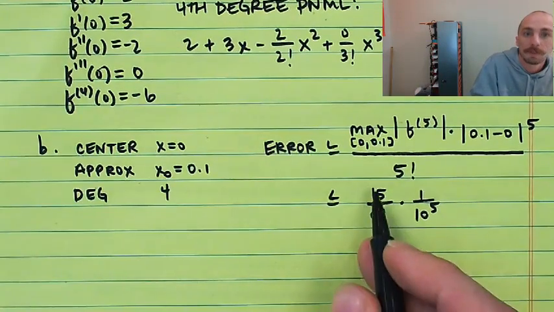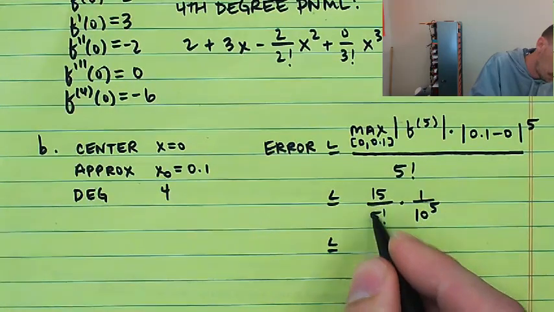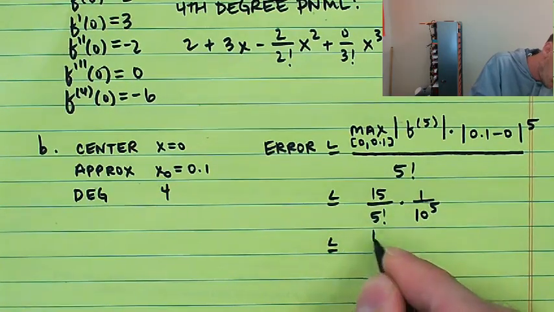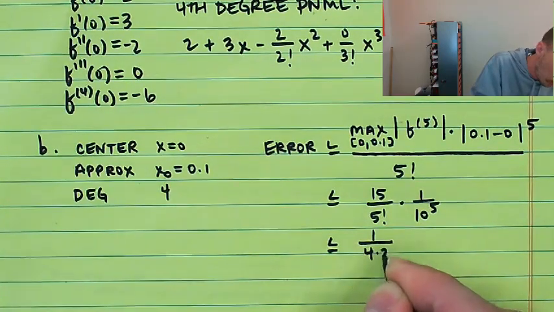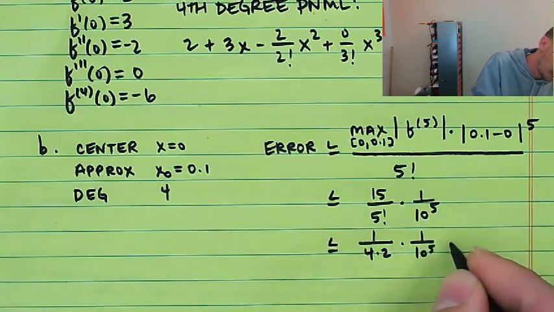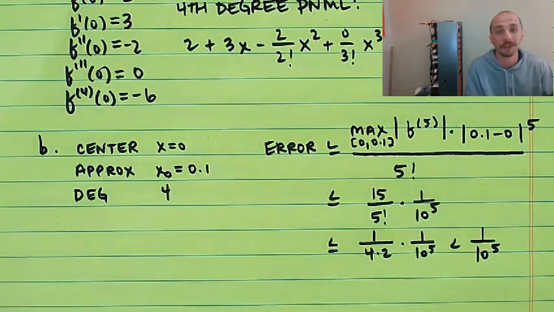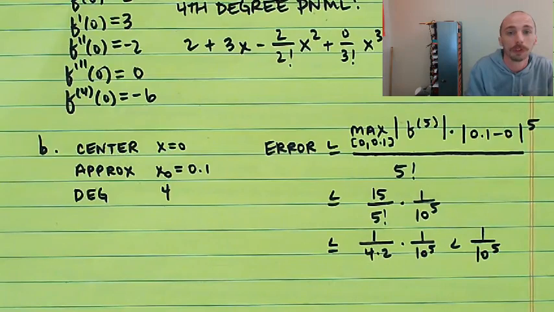Okay. And 15 over 5 factorial, that's something I can cancel off, right? 15 is 5 times 3, so I just lose the 3 and the 5. So I think I would have 4 and 2. And then this number is definitely less than 1 over 10 to the 5. So I think, honestly, as Lagrange error-bound problems go, this one was pretty friendly. I'm glad to see that it wasn't too difficult.